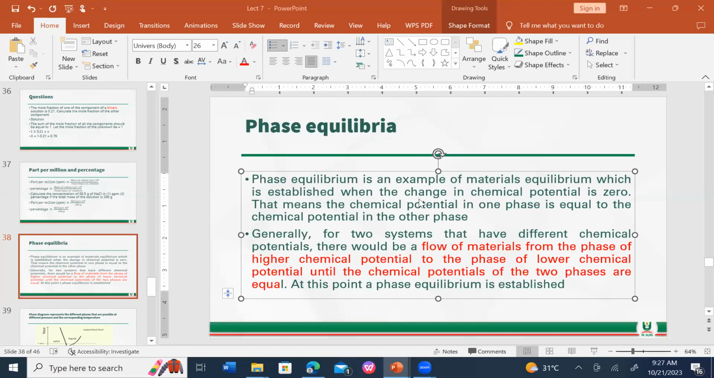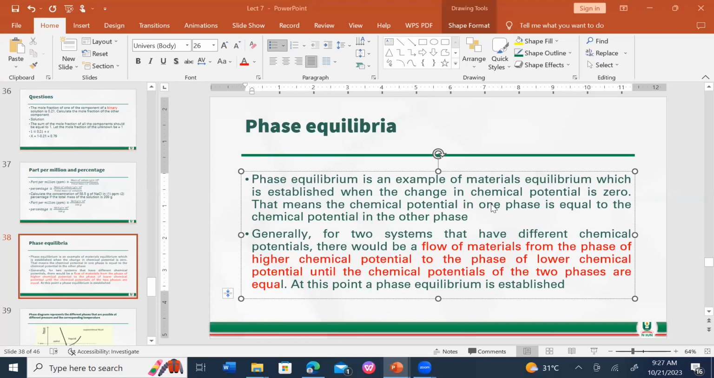So first equilibrium is an example of materials equilibrium. There could be different types of equilibrium. We can have chemical reaction equilibrium, we have materials equilibrium, and we also have different types. It is an example of material equilibrium, which is established when the change in chemical potential is the same. Now we have one component and the other component. For the phase equilibrium to be established, the chemical potential of one component will be equal to the chemical potential of the other component.